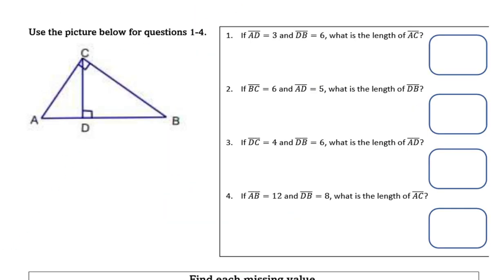Alright. Sometimes reorienting this is not that easy. It's not as simple as just tipping this over. You have to really reconstruct the entire triangle. So I'm going to do a few more examples here. AD is 3, DB is 6. We're looking for AC.